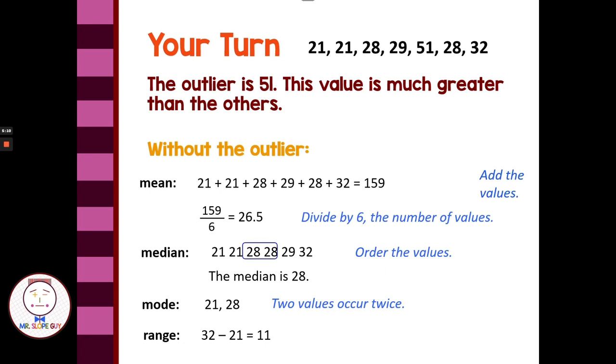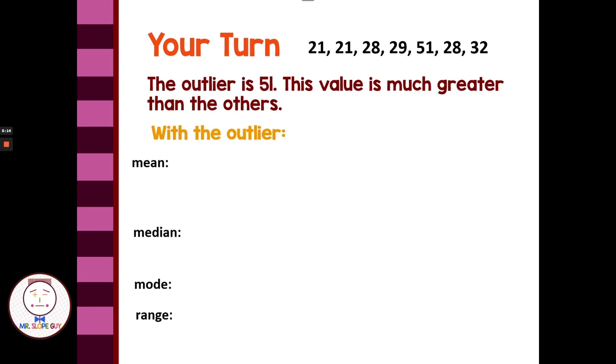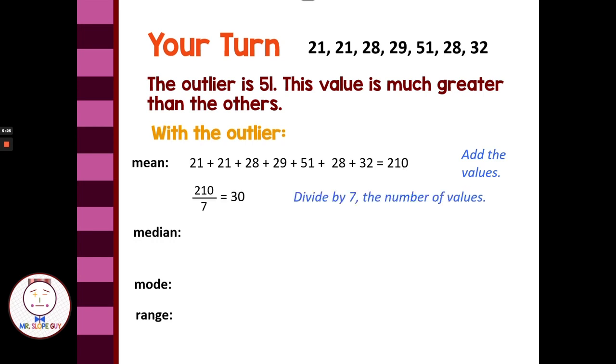Well, what do these numbers look like if I include the outlier? So if I have the outlier, my pieces of data now add up to 210, but I'm going to divide by 7 because now I have 7 pieces of data. So 210 divided by 7 gives me a mean of 30. Remember, mean is the same as saying average.